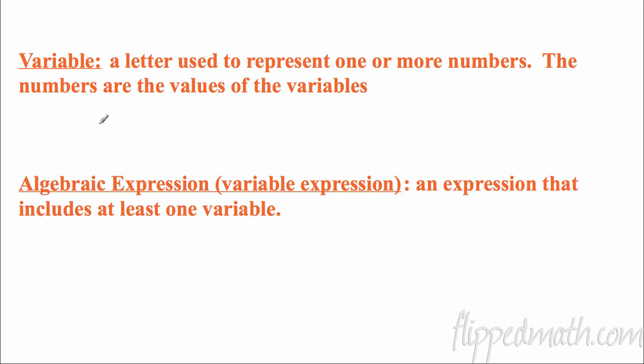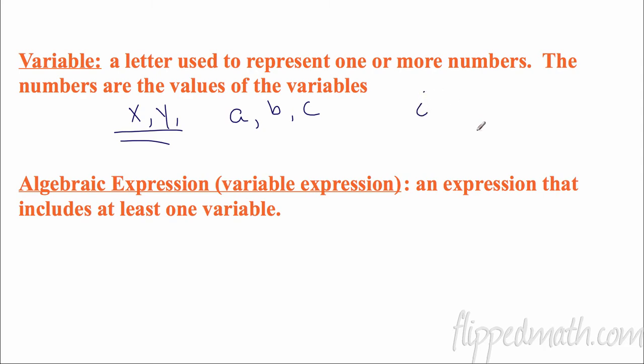So a variable is a letter used to represent one or more numbers. The numbers are the values of the variables. And we usually use these as letters. X is a big one. Y we use it a lot as well. These are probably the two most popular, but they can be any letter really. A, B, C.